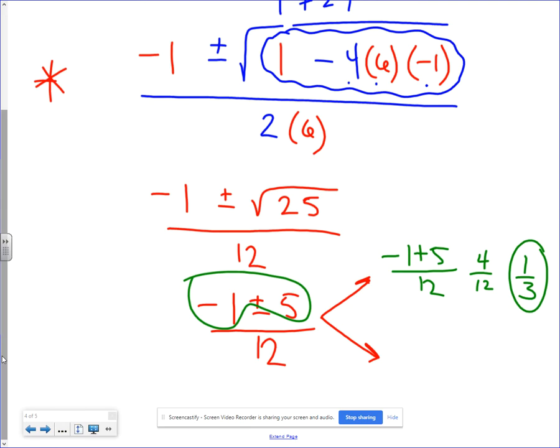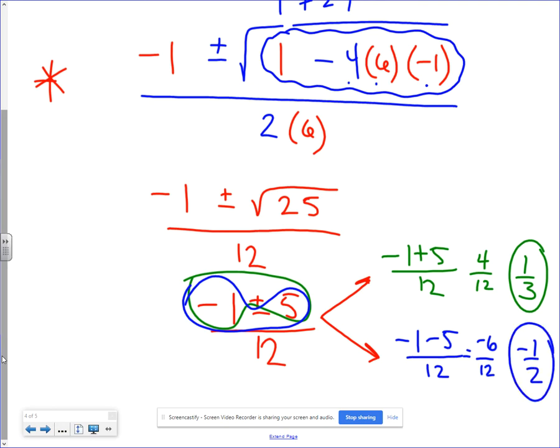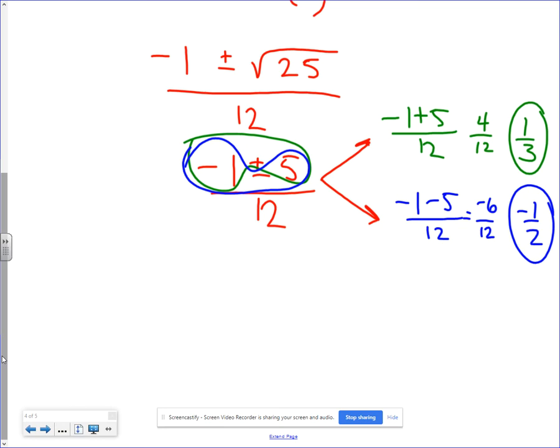Now, let's do the bottom half. Let's use the minus half. So let's do -1 minus 5 over 12, which gives you -6 over 12, which is -1/2. So the solutions to this quadratic equation are 1/3 and -1/2. Those are the roots. Those are the zeros. If you are graphing these, this is where they would intersect the x-axis.